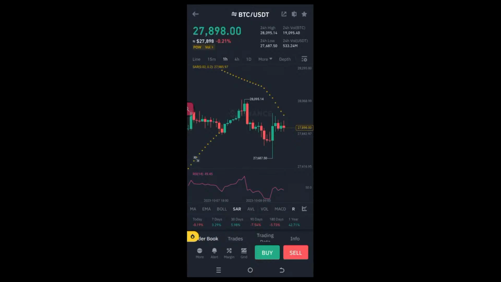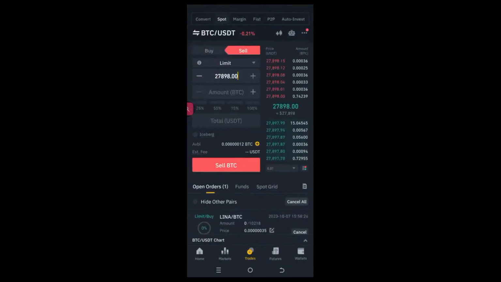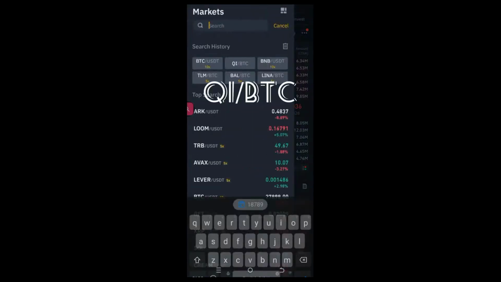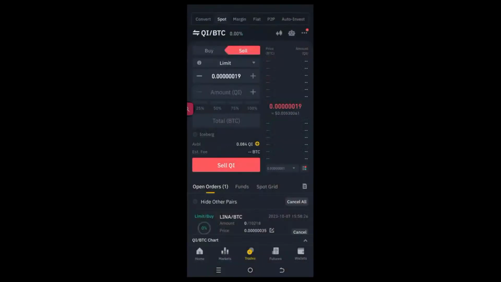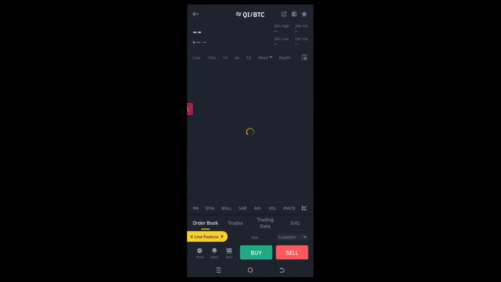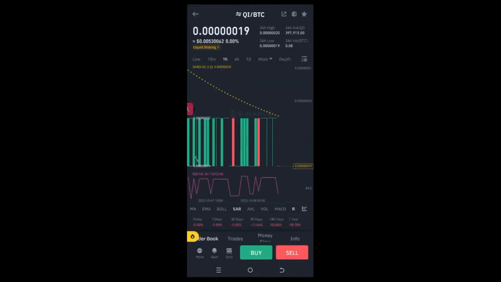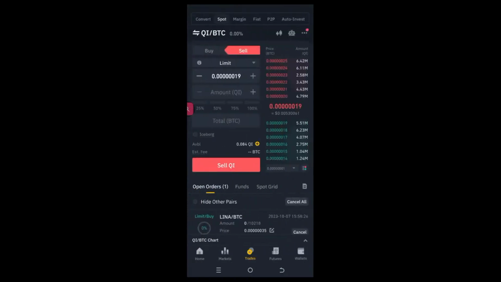So what we have to do is look for another opportunity to quickly buy and quickly sell. I thought of doing QI BTC, so let's check on QI. QI BTC looks like it's on the low. Let me check the chart whether the next move is for it to go lower. It might and it might not, but it's currently on a downtrend. We hope it's not going to shoot up high. As you can see here, it's currently at 0.00019.